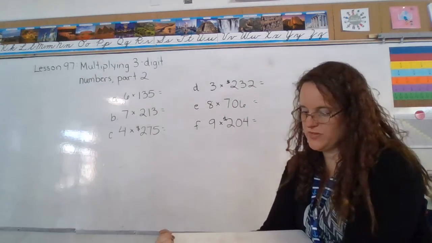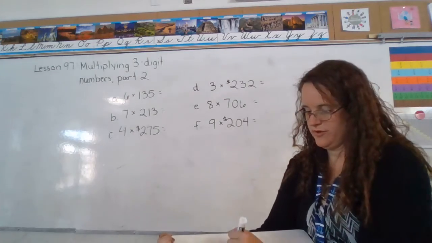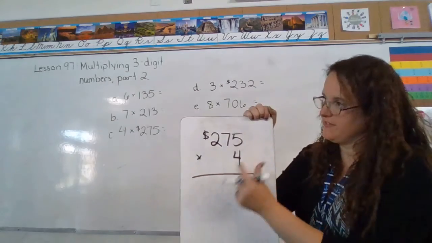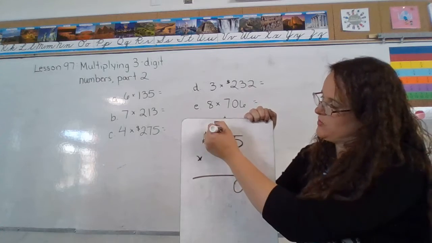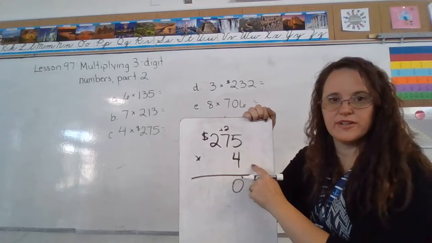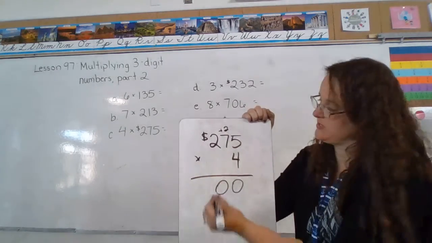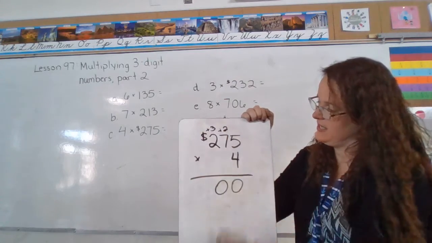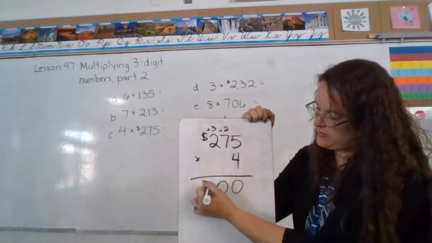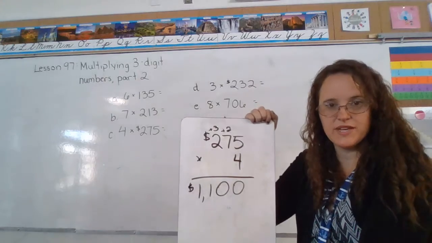C is money, so we have $275 times 4. Rewrite it with the big number on top. 5 times 4 is 20. Carry your plus 2. 7 times 4, 28. 28 plus 2 is 30. Carry our plus 3. 4 times 2 is 8. 8 plus 3 is 11. And it's money. So $1,100.